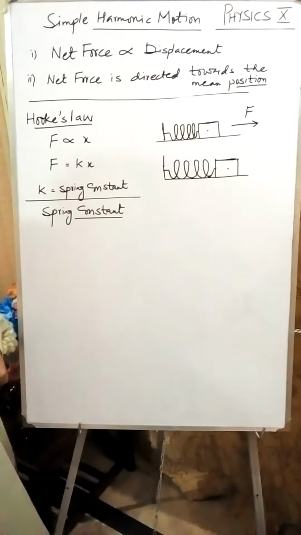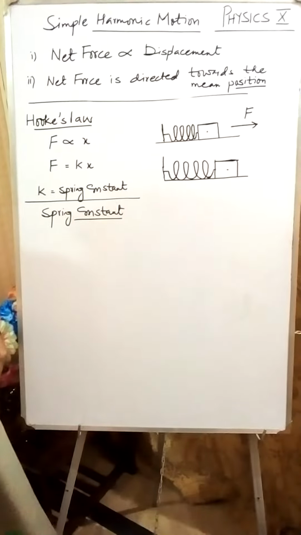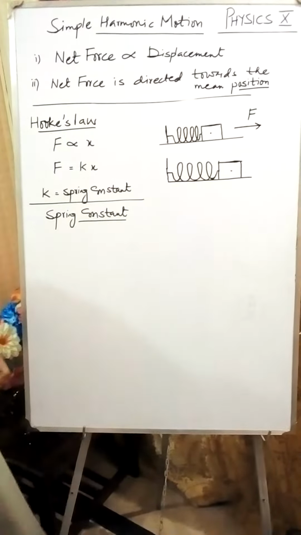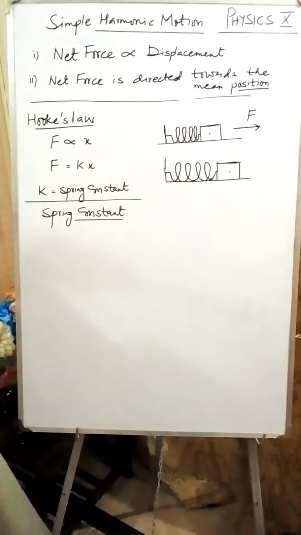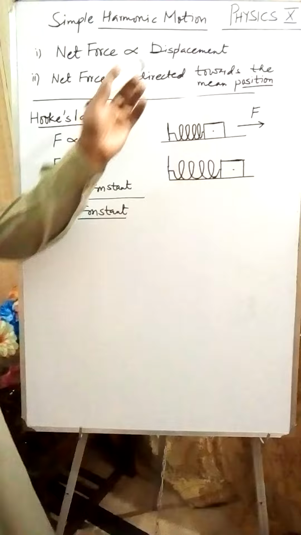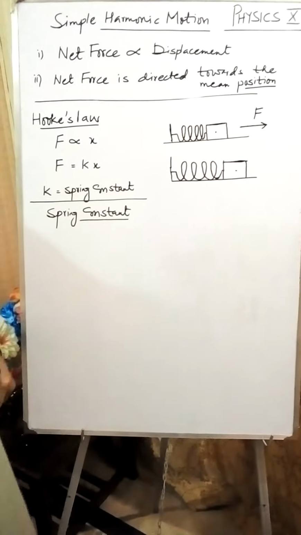Physics of class 10, first chapter. And in first chapter, simple harmonic motion. You know, simple harmonic motion is a vibratory motion in which these conditions are satisfied, and conditions are that net force is directly proportional to the displacement of the body and net force is directed towards the mean position.